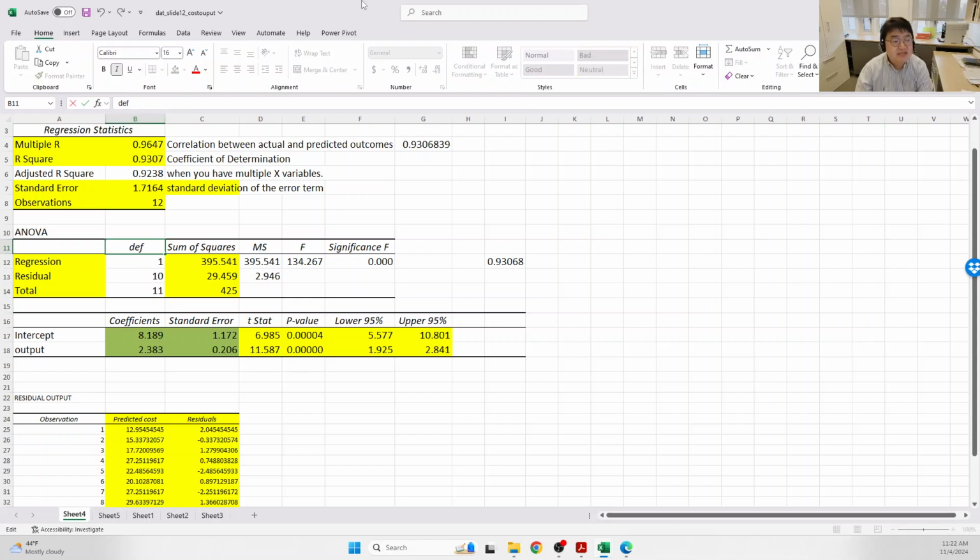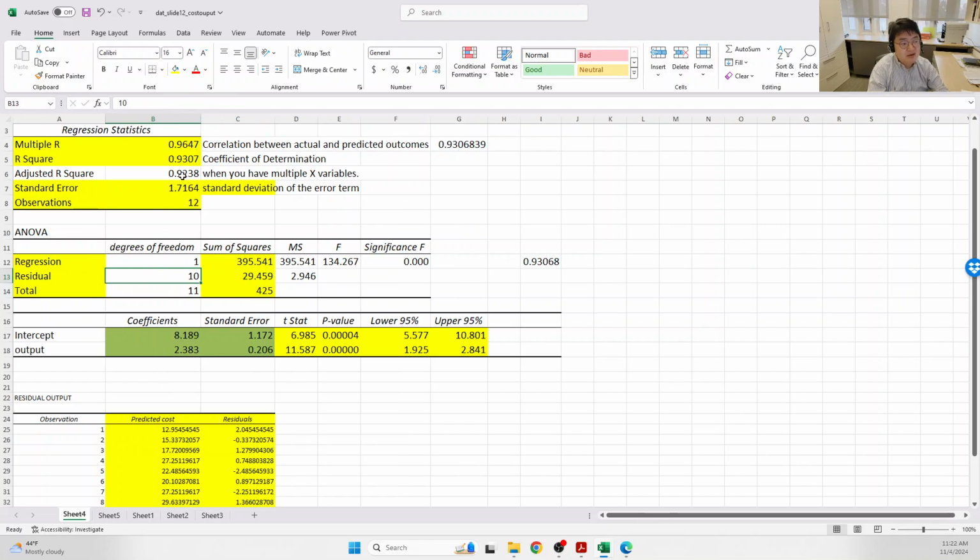So DF means degrees of freedom, right? When you calculate the residual, before calculating the residual, you have to estimate 2 parameters. So out of 12 observations, you consumed 2 pieces of information to estimate 2 parameters. So your degrees of freedom is only 10 because you consumed 2 out of 12.